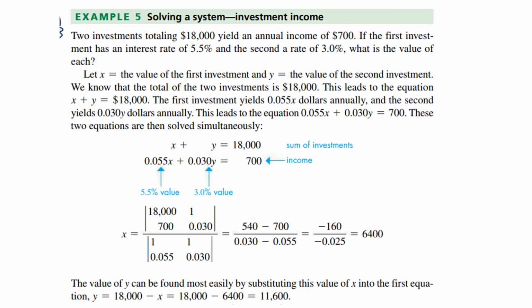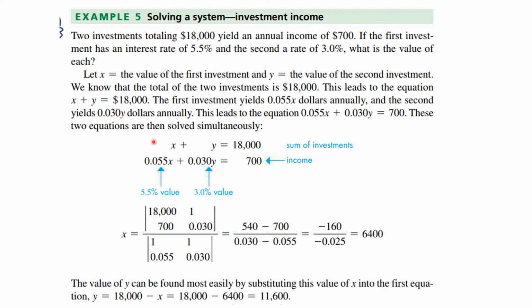Life is a word problem, so let's look at a word problem. You've got 2 investments that yield a total income of 700, and the 2 investments totaled 18,000. So x plus y add up to 18,000. But the first investment was at 5.5%, and the second one was at 3%, and it netted a total income of 700. So you see you've got 2 equations and 2 unknowns.